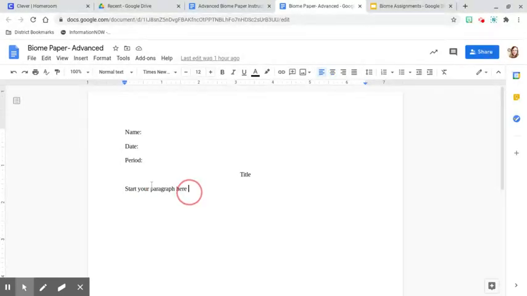When you're ready to start, you will erase my words. You will press tab and you will begin typing your paper. Okay? That is how you start your paper. And then let's say you're ready to go to the next paragraph. Well, you'll have to click enter and it should already tab for you, but only tab one time.